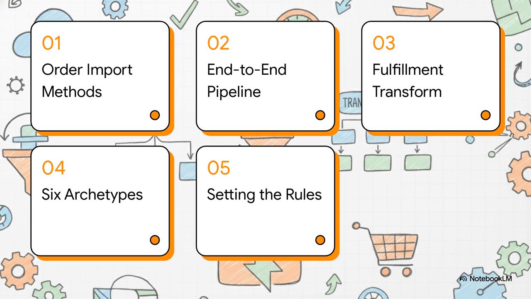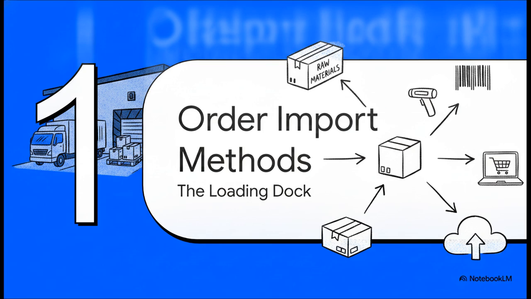Here's our blueprint for the explainer today. We'll cover order import methods, the end-to-end pipeline, transforming for fulfillment, the 6 transformation archetypes, and finally, setting the rules. Let's get to it. Starting with Section 1, the loading dock, order ingestion methods.